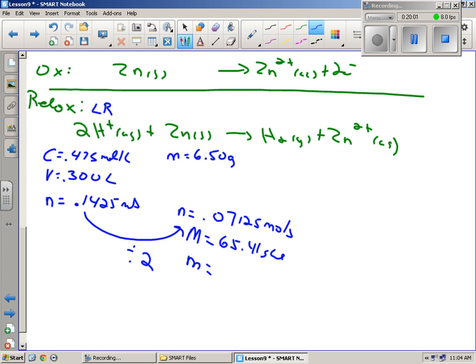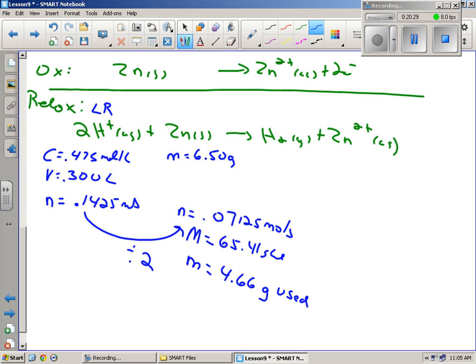I think it works out to be about 4 something. I'm going to just double check here: 1/2 times 65.41. Yeah, 4.66 grams was used. Because remember, in a 2-to-1 mole ratio, that's how much I used.